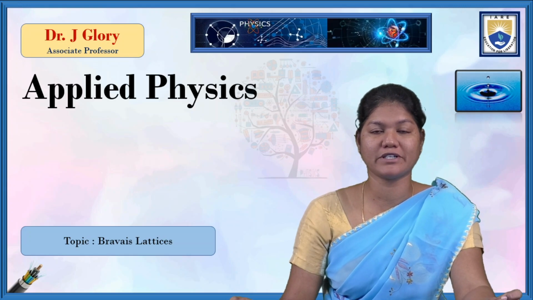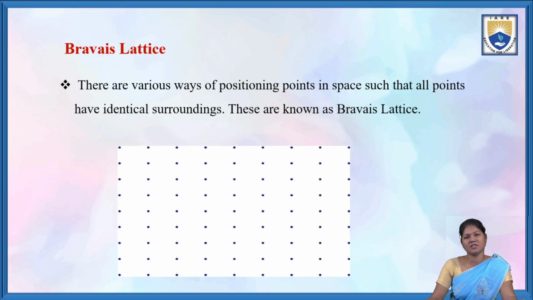Today, I wish to tell about Bravais lattice. There are various ways of positioning the points in space such that all the points have identical surroundings. Here we can see this lattice. Whichever lattice point you take on this unit cell, on this lattice, it is identical to its surroundings. If I take this one, it is identical to another lattice point in the lattice.